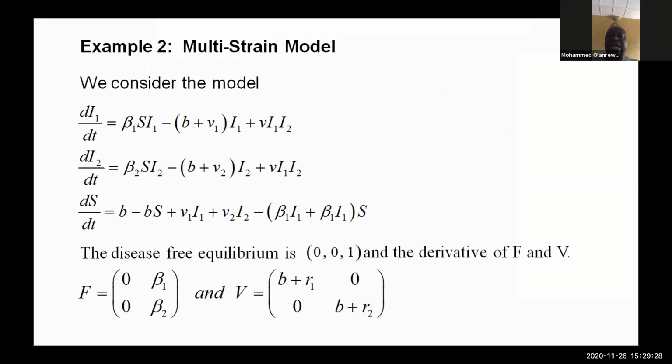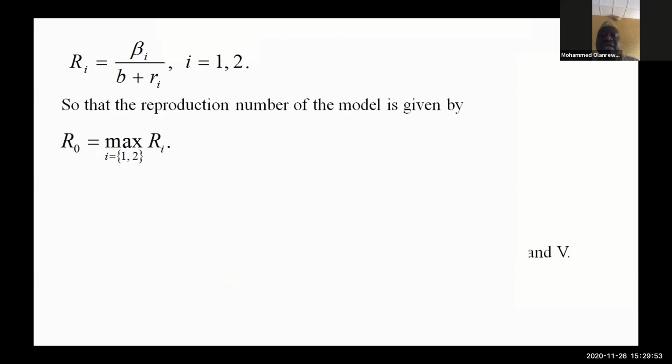Again, if we consider another compartmental model that is just 3 classes, where the infected class is now further divided into I1, I2, and then you have the susceptible class. So here, if you follow closely, just like example 1, you have the 2 compartments, I1 and I2. So at the disease-free equilibrium, we take the derivatives of V and F. So the reproductive number of the model is given as this.